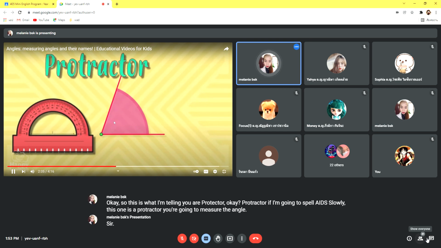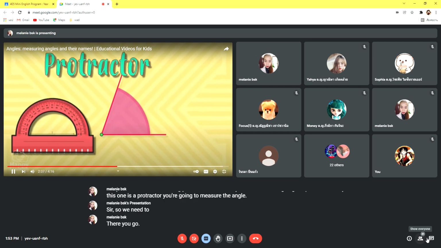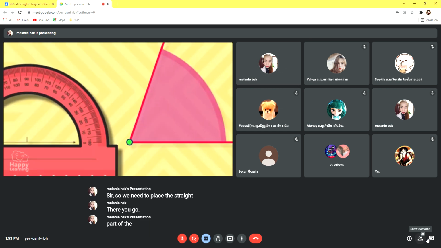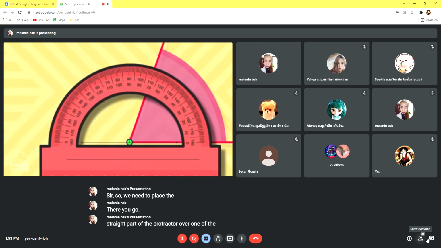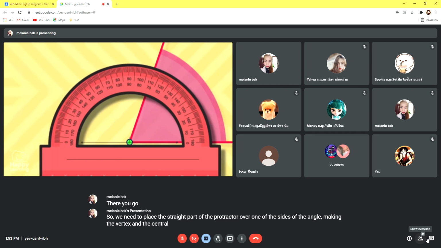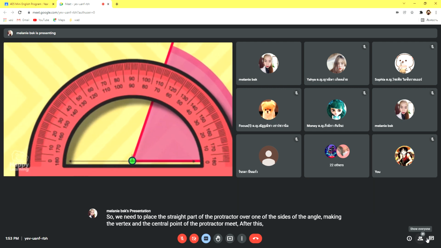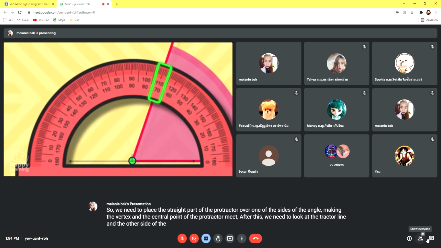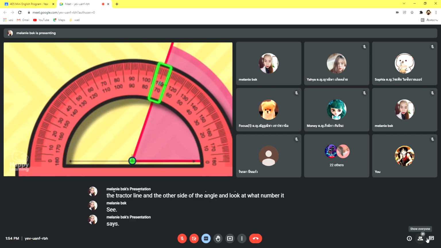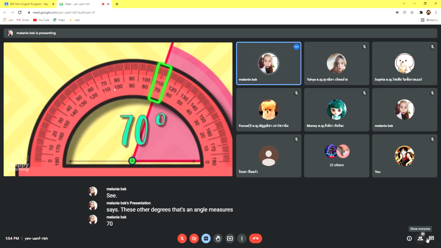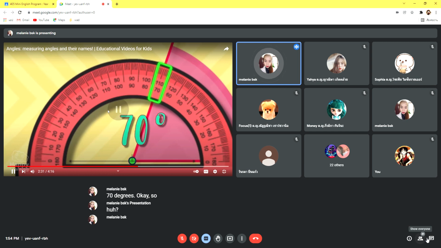There you go. So we need to place the straight part of the protractor over one of the sides of the angle, making the vertex and the central point of the protractor meet. After this, we need to look at the protractor line on the other side of the angle and look at what number it says. These are the degrees that an angle measures. 70 degrees. Easy peasy, okay? So this one is 70 degrees.